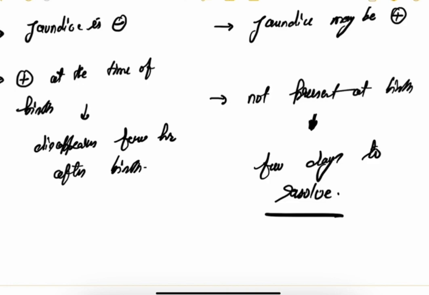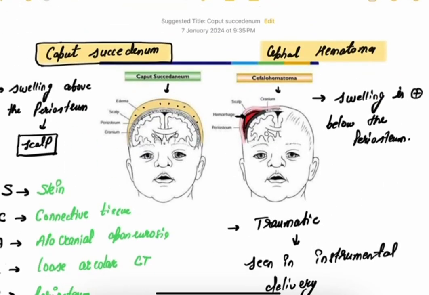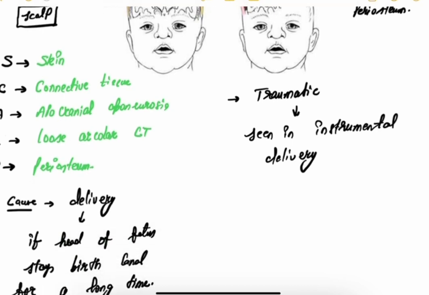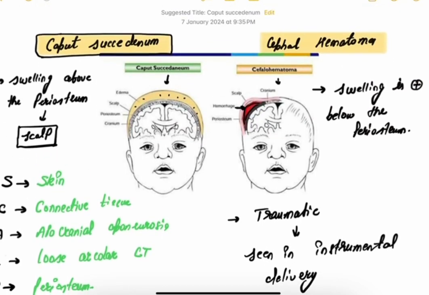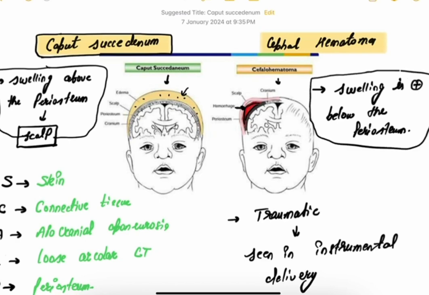So this was the difference between caput succedaneum and cephalhematoma. The main difference is that caput succedaneum is above the level of periosteum, so it can cross the suture line like here. Cephalhematoma is present below the level of periosteum, so it can't cross the suture line.